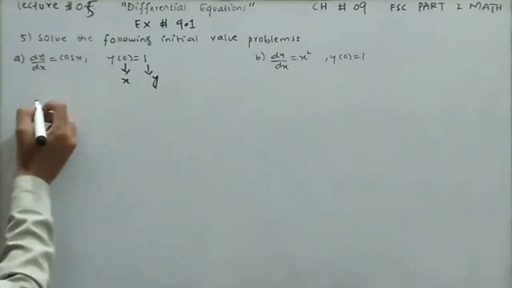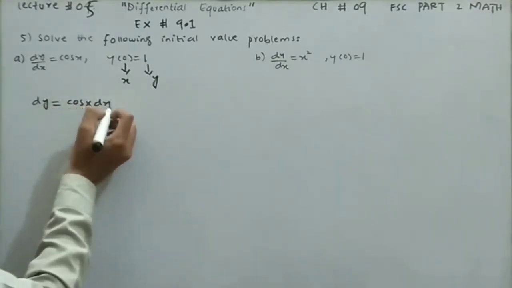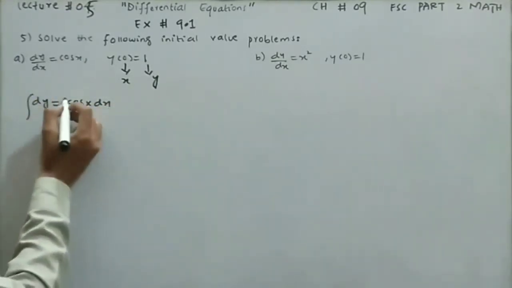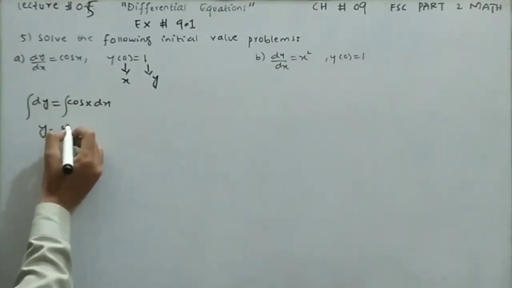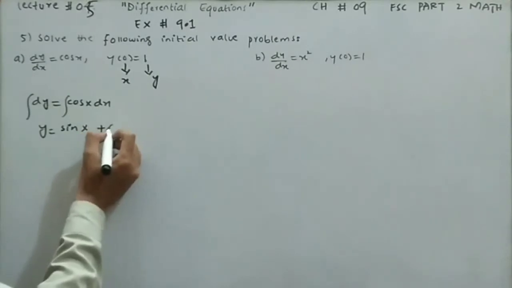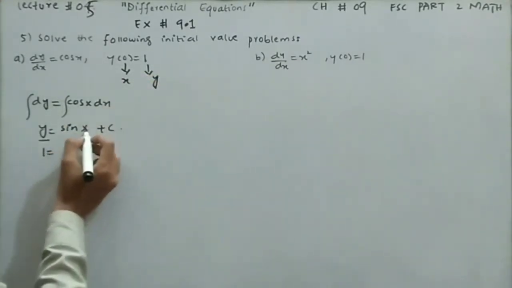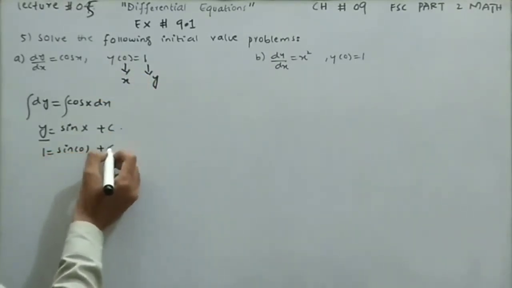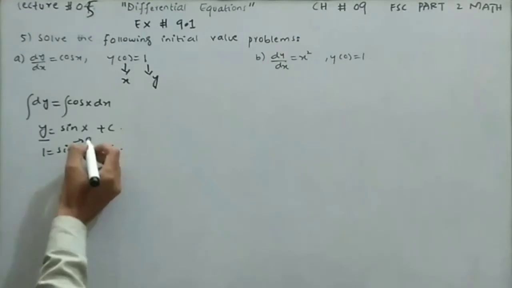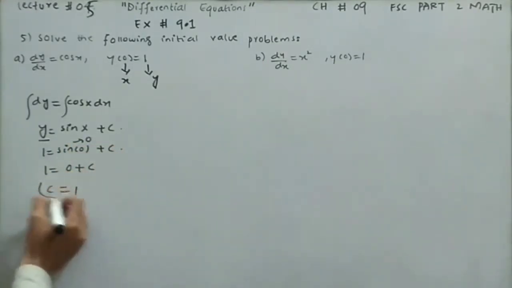Shift dx to the right hand side, it becomes dy is equal to cos of x into dx. Now integrate both sides. Over here the integral of dy is y and the integral of cos x is sin x, plus the constant of integration. Now putting y is 1 and x is 0, it becomes sin of 0 plus c. Sin 0 is 0, so 1 is equal to 0 plus c, so the required value of c is 1.